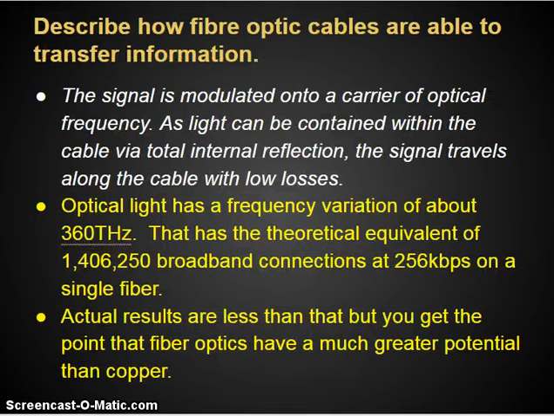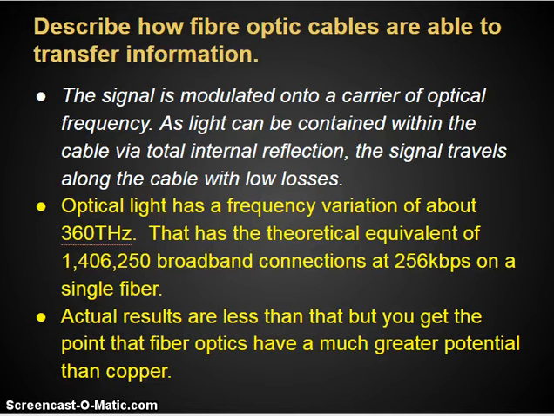Now, for fiber, the signal is modulated onto a carrier signal of an optical frequency rather than a radio frequency. The light can be contained within the cable because it reflects through the cable along the jacket. And it can travel along a very long distance of fiber with very low signal loss.